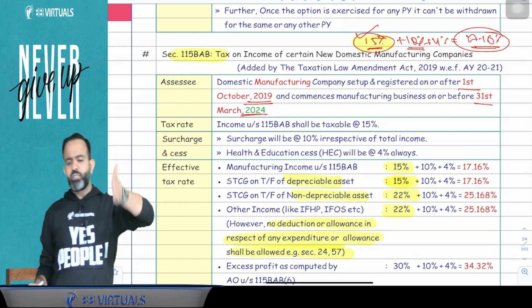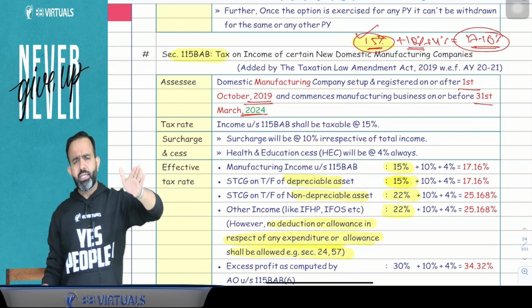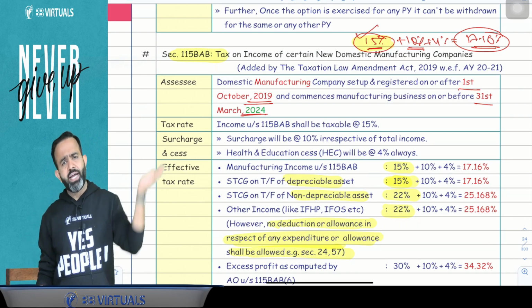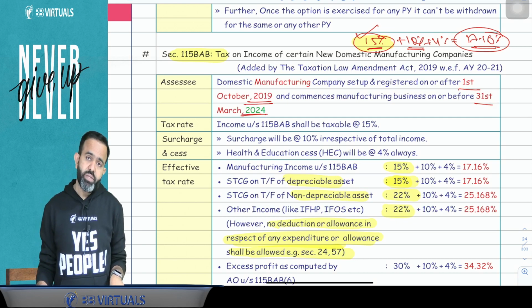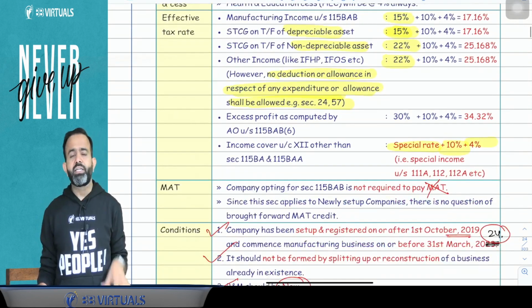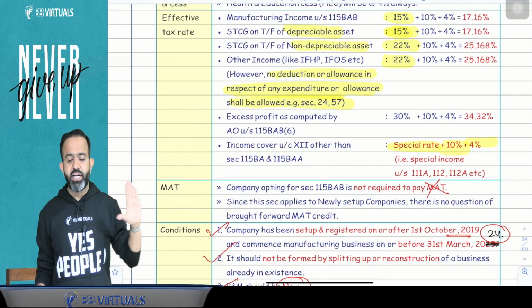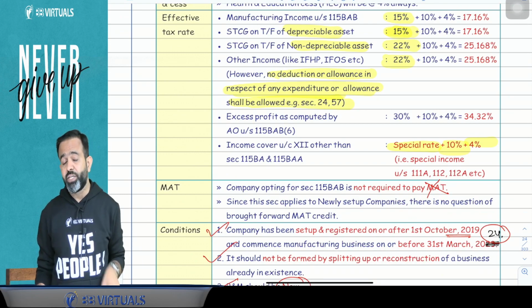Suppose this provision is followed, the company opted for this particular section and paid the taxes at the rate of 15%. Now in future there is a violation. In future, if there is a violation, then the company will come out of this section, and again the company is not eligible to opt for this particular section.